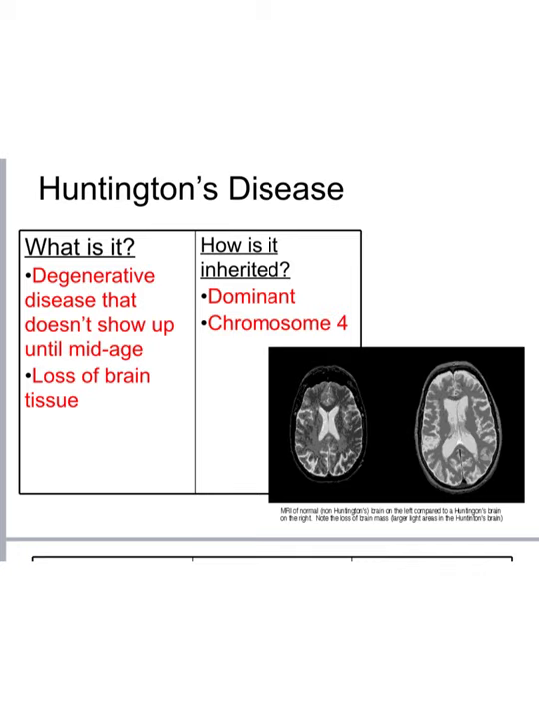You can see in the picture that the normal brain is on the left, and you can see on the right that there is just more light, larger areas because the brain tissue, which is the darker area, is just being degraded over time. It is dominant, so if it runs in your family, you could easily get it, and they know from research it's on chromosome 4.